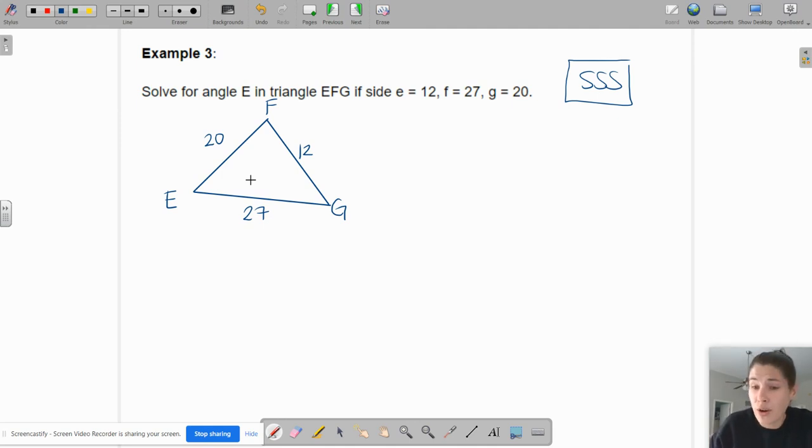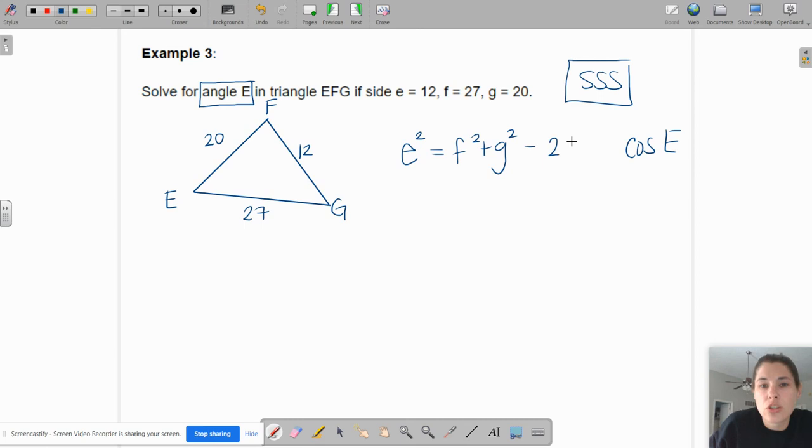If you want to try it on your own to set it up, that's great. Go ahead and give that a shot. But remember, I'm looking for angle E, which tells me in my equation, I'm going to end with the cosine of E, which should also tell me over here on the other side of the equal sign, I should have the side E squared. Then everything else is going to have to use the F and the G. So we would have F squared and G squared minus 2 times F times G times the cosine of E. Okay, so now we just fill it in.